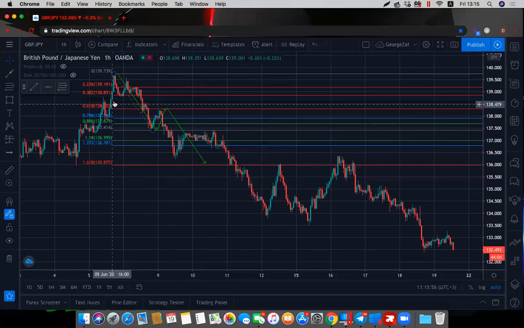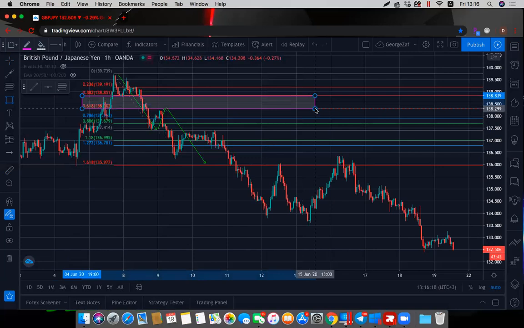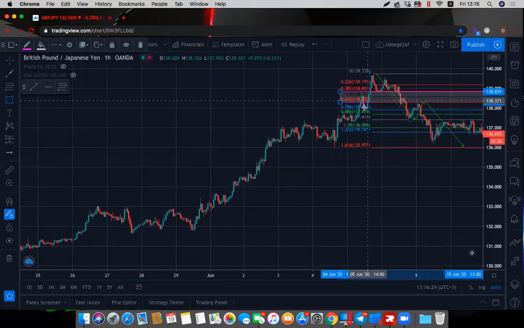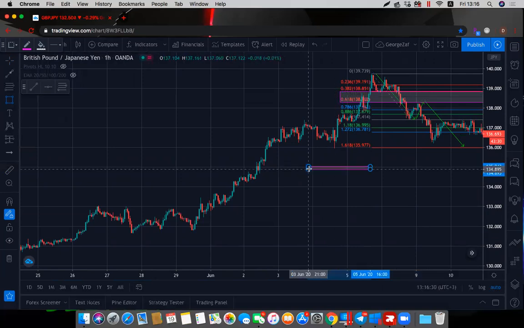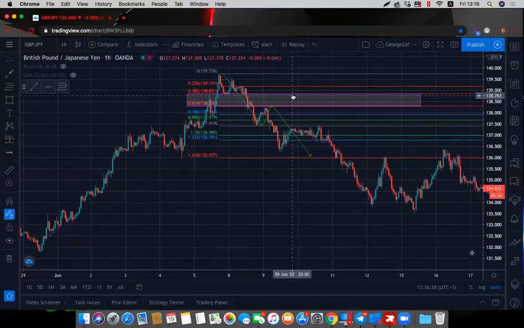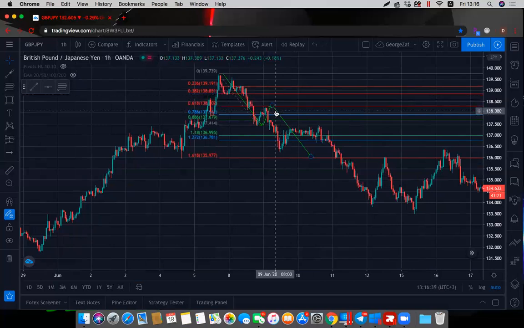Guys, 38.2 to 61.8 is the best retracement zone. Even if you want to remove the Fibonacci, if you just draw the 38.2 to 61.8 level here and zoom out, this is a great support and resistance level. So let me remove this. Let's remove the arrows.